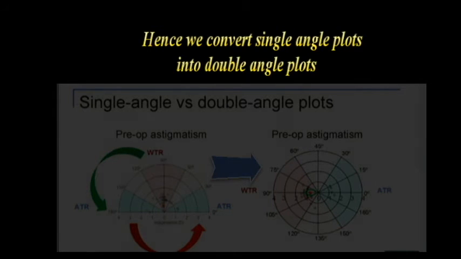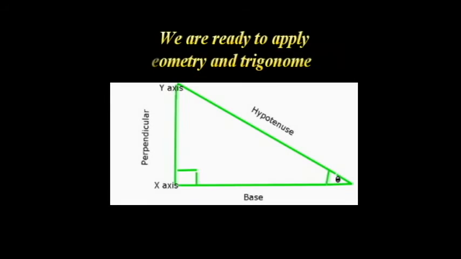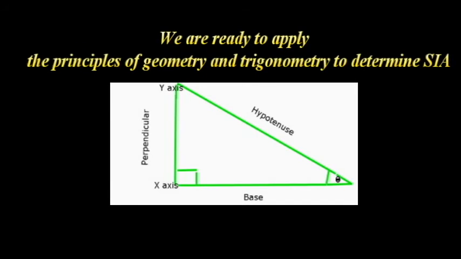So in a double angle plot, with the rule astigmatism is on the left side, and the against the rule astigmatism is on the right side. Well, now we are ready to apply the principles of trigonometry and geometry, because we have married the refractive world and the geometric principles, we have made it a level playing field.